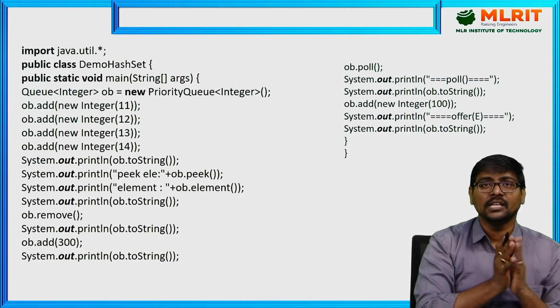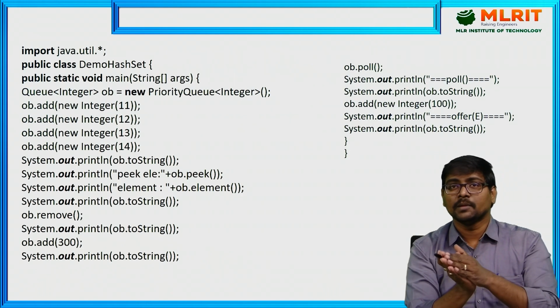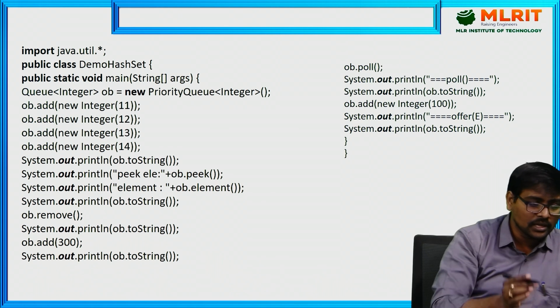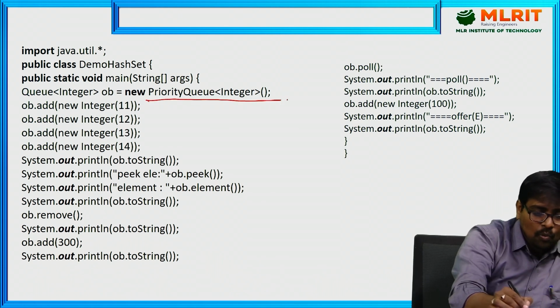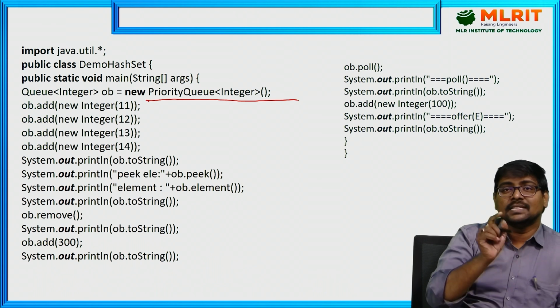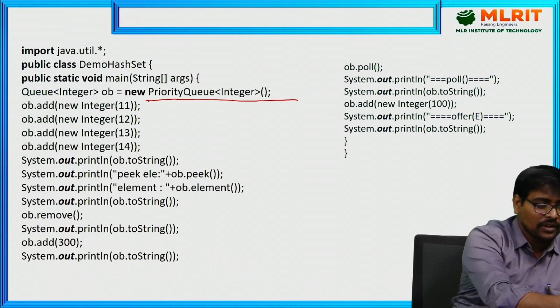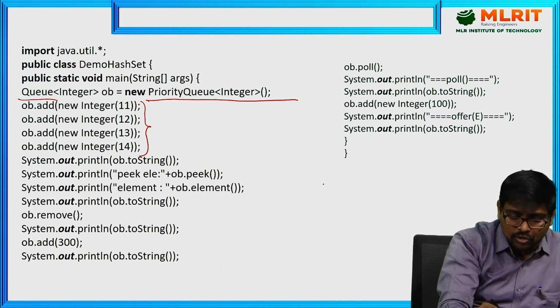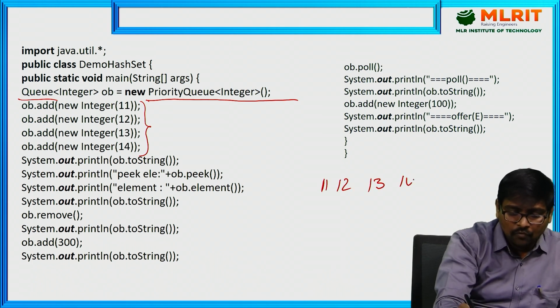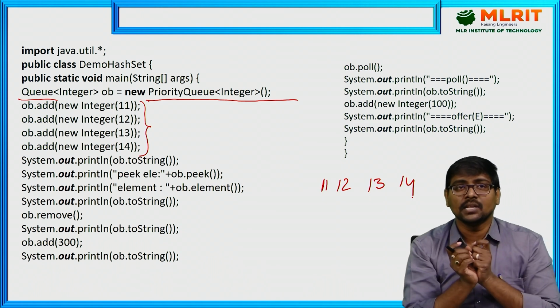Now consider one example. Anyway, I will type the example. Before that, understand what you are doing here. You are using one PriorityQueue. This is the implementation class for the interface Queue. So here I am adding the elements. Assume 11, 12, 13, 14. Like this, the elements are added.